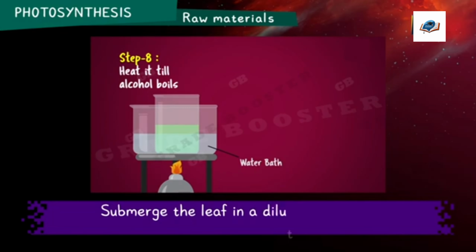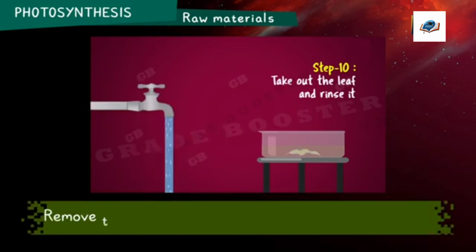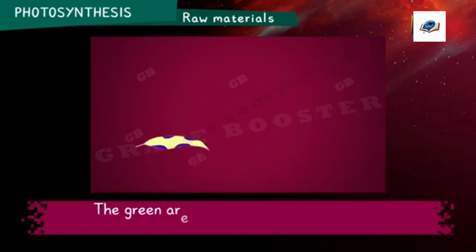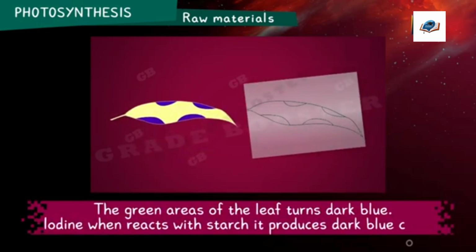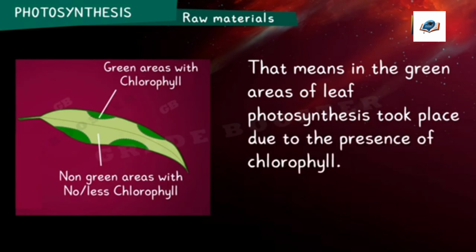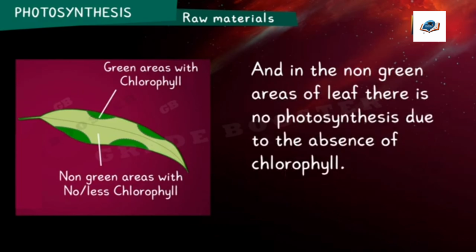Now, take out the leaf and submerge it in a dilute solution of iodine for a few minutes. Now remove the leaf from the iodine solution and rinse it off. The green areas of the leaf turn dark blue. Iodine, when it reacts with starch, produces a dark blue color. That means in the green areas of the leaf, photosynthesis took place due to the presence of chlorophyll. And in the non-green areas of the leaf, there is no photosynthesis due to the absence of chlorophyll.